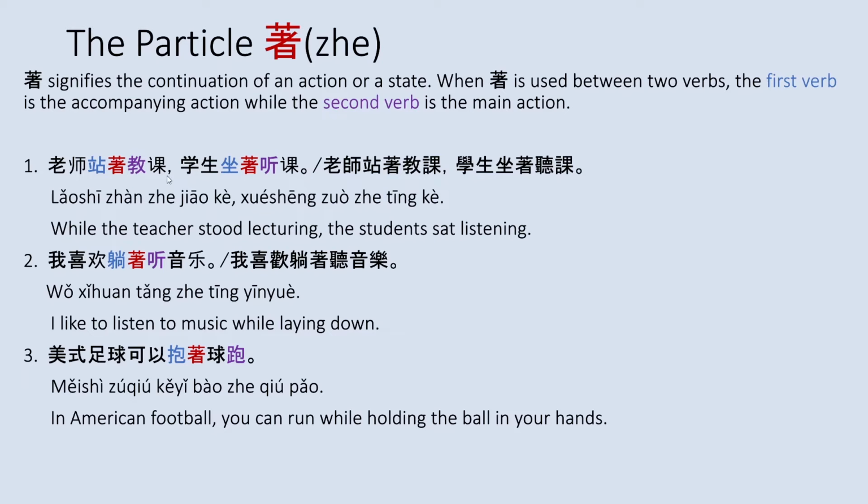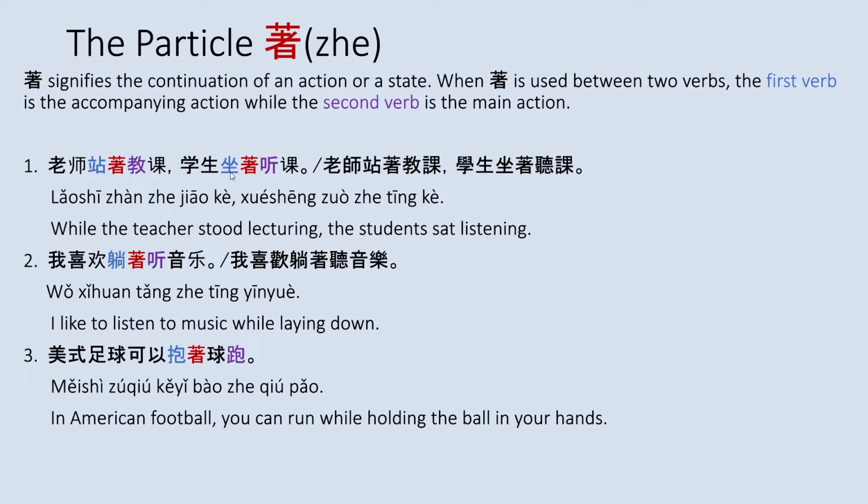So for the first part of example 1, we are talking about the teacher, about 老师, and we want to emphasize that the teacher is teaching class, 教课, so that is the second verb. However, they are also standing while they are teaching, so that is the first verb. In the second part of this example, we are talking about the student, and we are emphasizing how they are listening to the lecture, how they are 听课. So this is the second verb, and then the first verb is 坐. So we want to say that the students are listening to class, and that is more important, but they are also sitting.